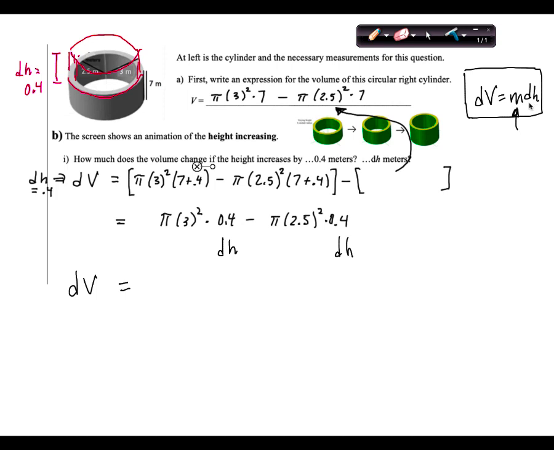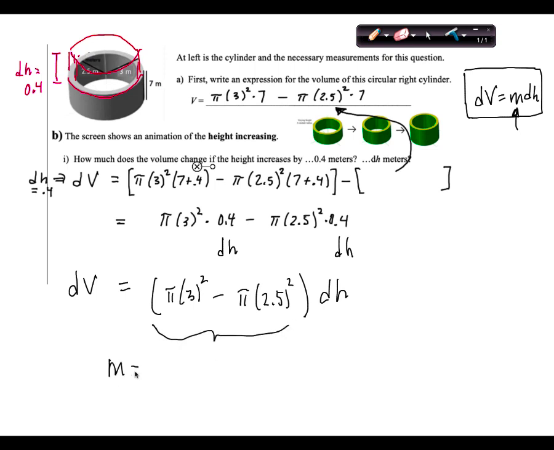Just factor out dh, right? I'm going to take a dh from both of these, but instead of factoring it out to the left, like you normally do, I'm going to factor it on the right. I'm just going to pull a dh out, and what am I left with? Pi times 3 squared minus pi times 2.5 squared. And do I have something of the form dV equals m dh? So what is the rate of change of volume for changing height in these cylinders? So this is my m.